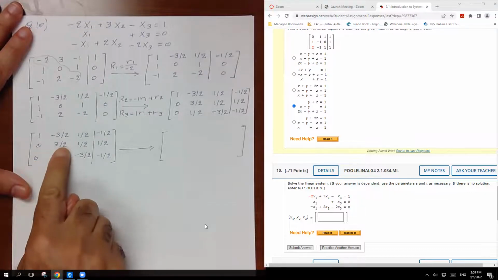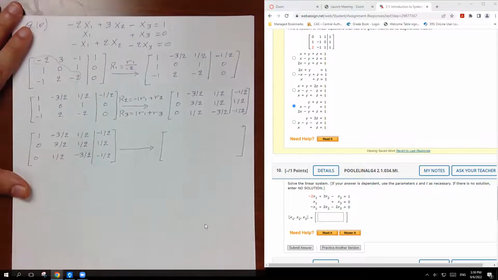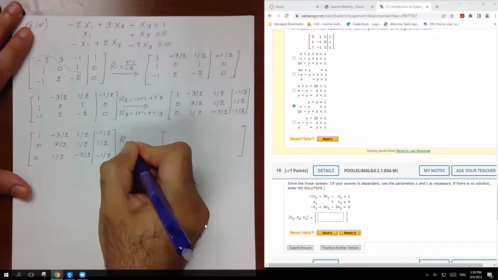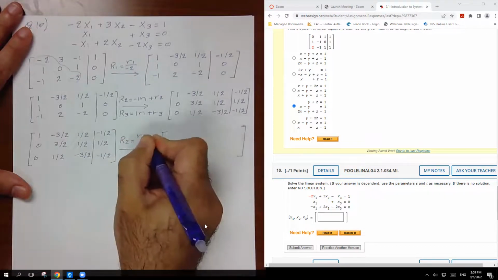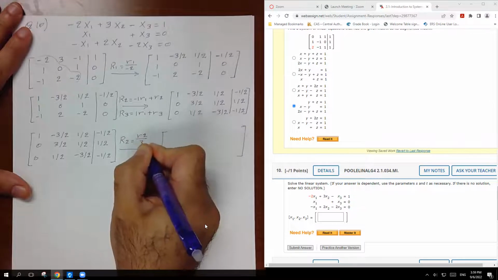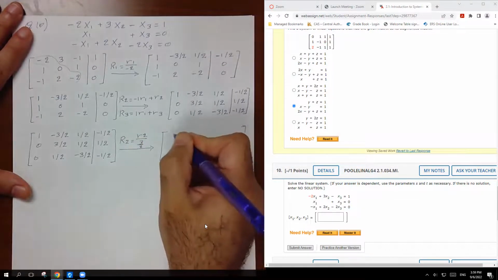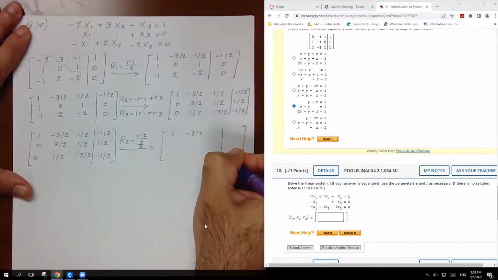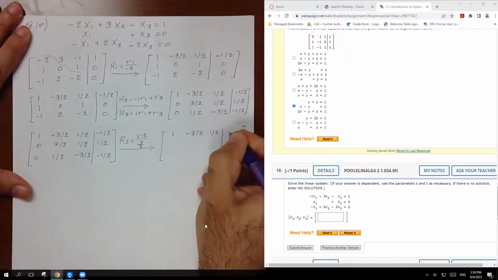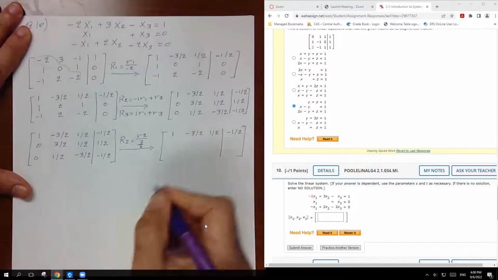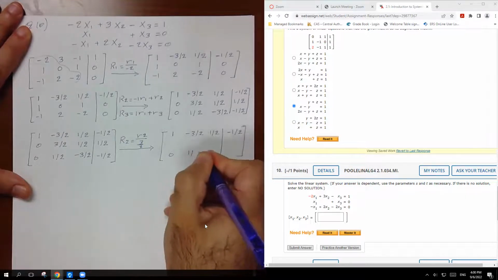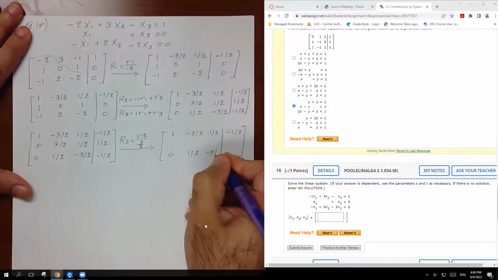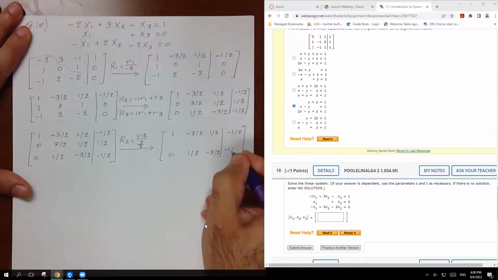Now next step, I need to convert this number to 1. So it's up to you if you want to divide by the same number or multiply by the reciprocal, because it's a fraction. So it's going to be the same. That means we need to get R2 as the old one divided by 3/2. That means the first row is going to be the same, negative 3/2, and here is 1/2, negative 1/2. And the last row is going to be the same, 1/2 and negative 3/2. And here is going to be negative 1/2.